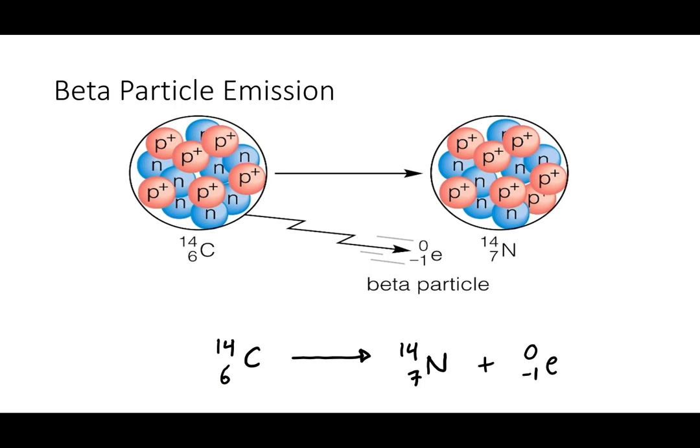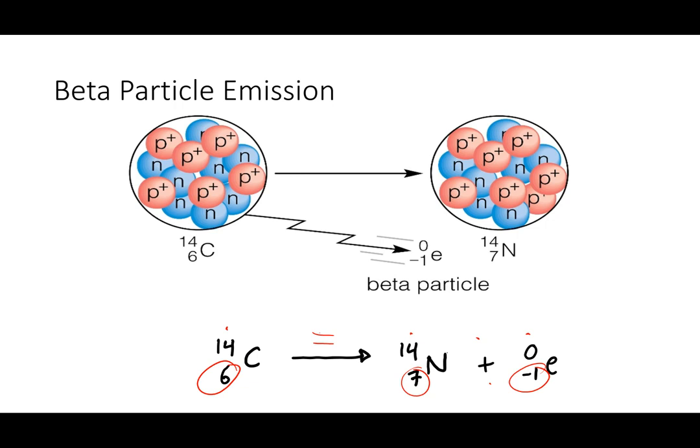What beta particle emission would look like is shown here. We have carbon-14, an isotope of carbon, and it emits a beta particle right here, this electron here, and it forms nitrogen-14. Okay, so let's look at how this happens. If you emit a beta particle, it's all about making sure the right side equals the left side. So a -1 plus 7 will give you 6. And then a 0 plus 14 will give you 14.